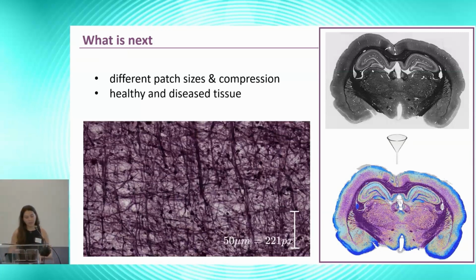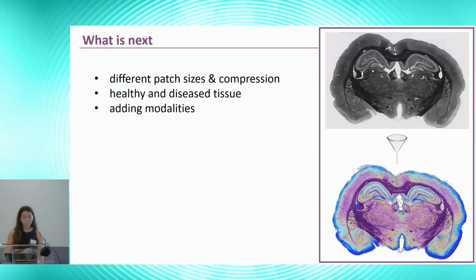Another thing I have in mind is what is healthy and what is diseased tissue. And in this image, there are some dots. Here I just illustrate some, but it's full of dots. Those dots are axonal damage. And right now I'm not able to cluster this damage, but I think it's doable. So I would really want to focus on this as well, and also on adding different modalities.